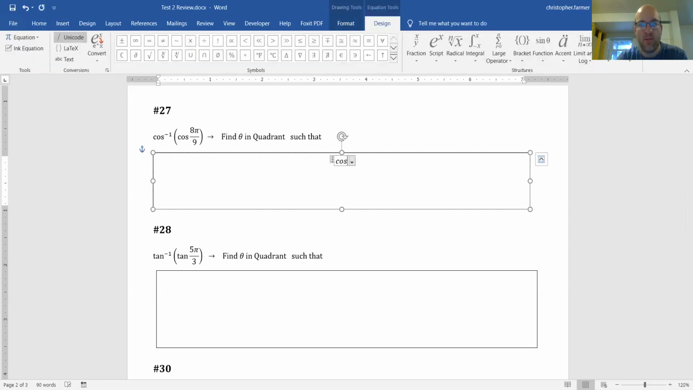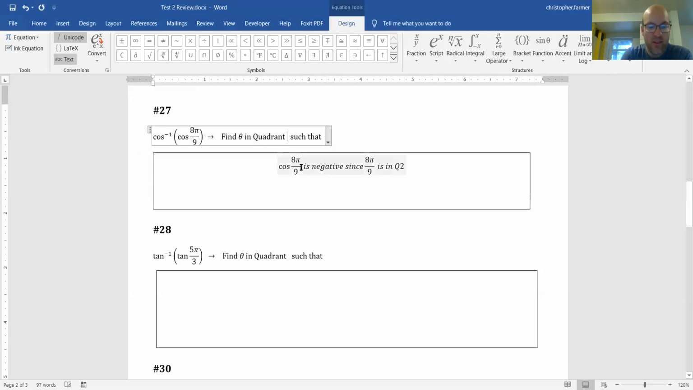Maybe I'll write that out just to make sure that we're clear about that. If we're working with cosine of 8 pi over 9, we know that that is negative, since that 8 pi over 9 is in quadrant 2. So we had to think through that for a second so that we knew that we were taking the inverse cosine of a negative number. That does force us once again to be in quadrant 2, just like we talked about before.